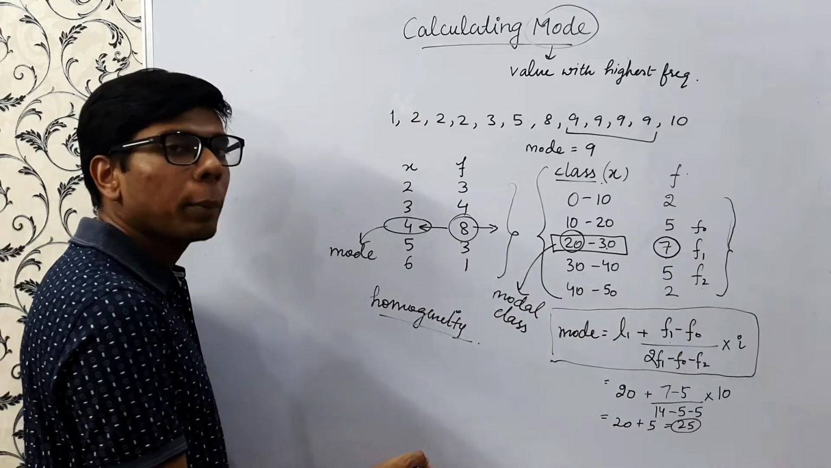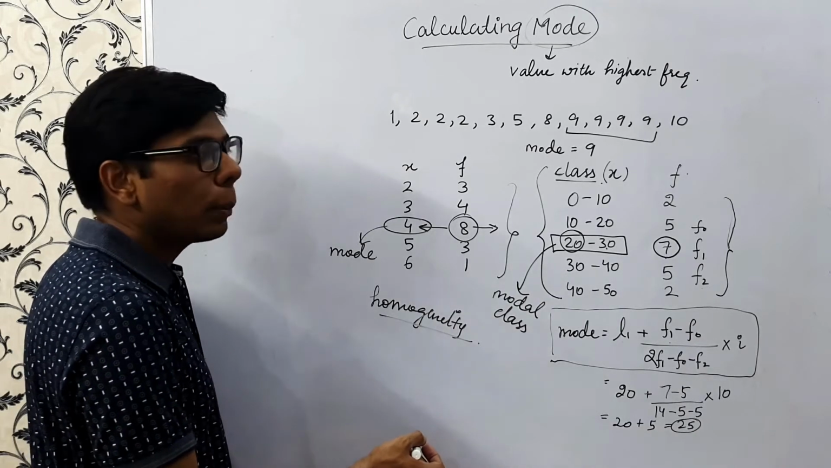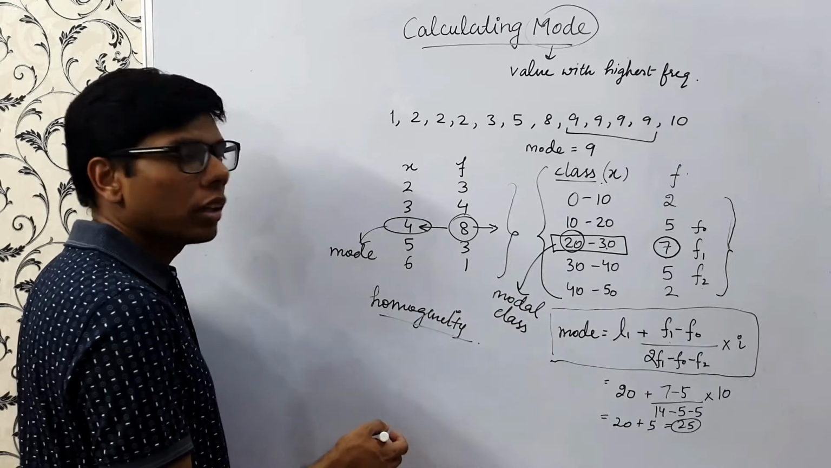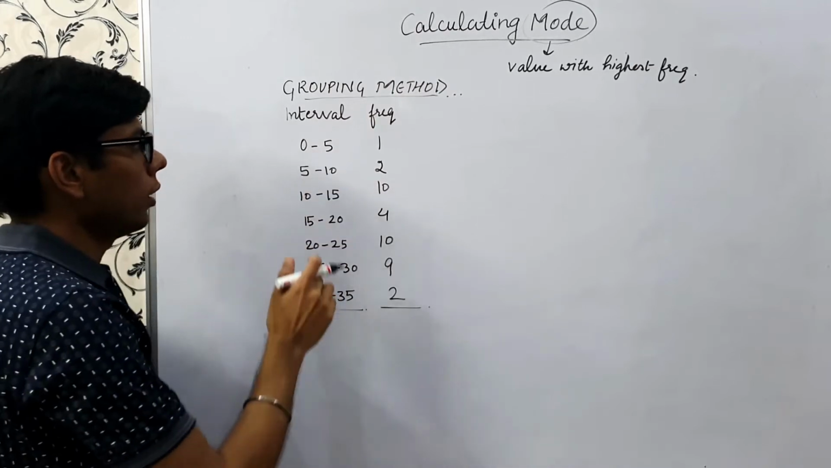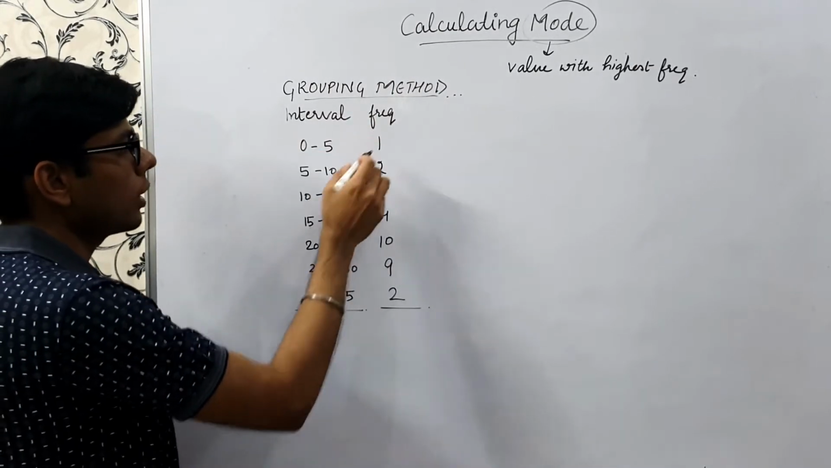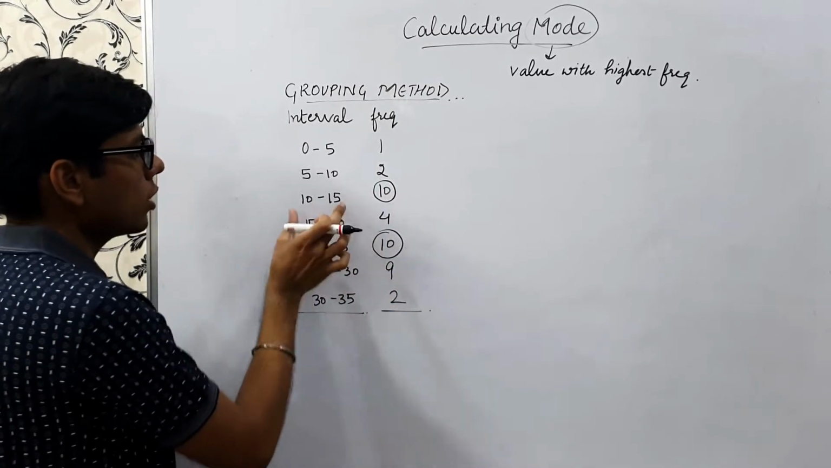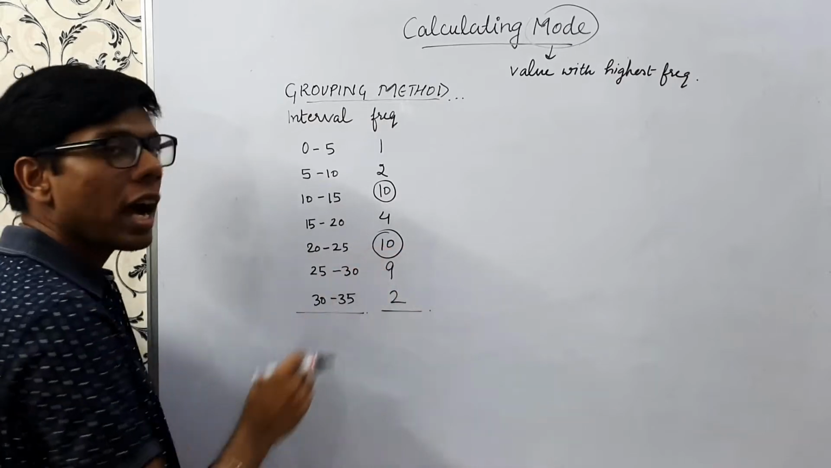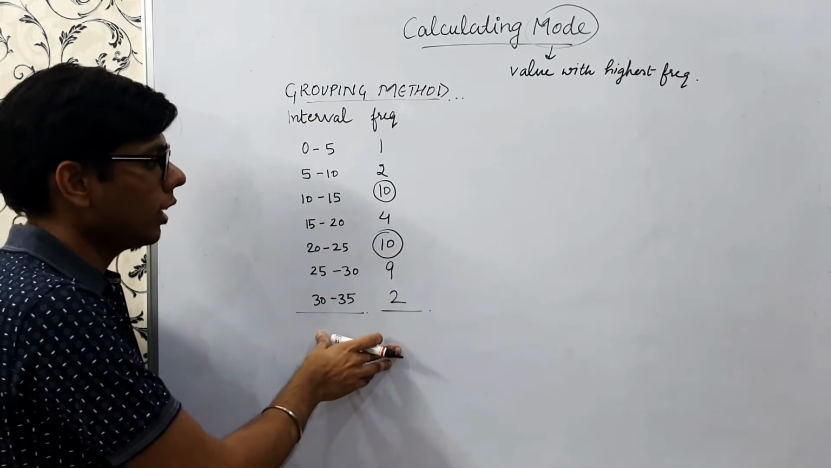For that we have a grouping method. In that case, we can calculate mode using the grouping method. So next we'll be covering the grouping method. Consider this example. These are the intervals 0 to 5, frequency 1, and so on. In these cases, two classes have frequency 10, which is the highest frequency. So how can we calculate mode in this case?